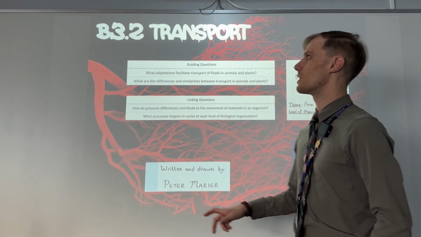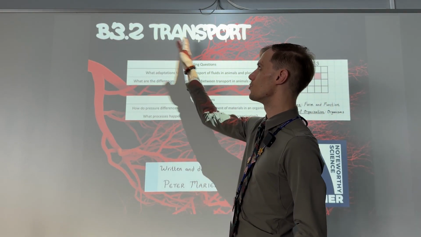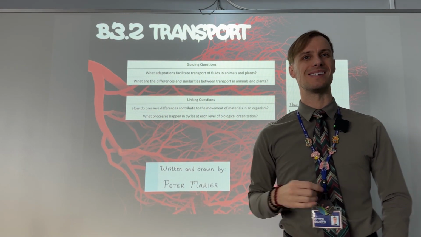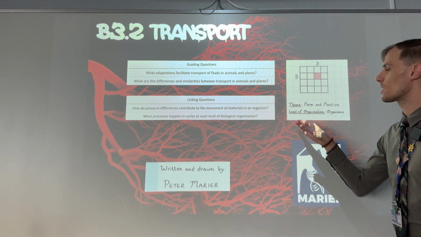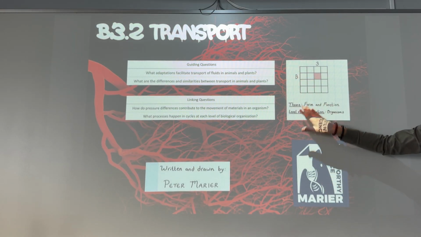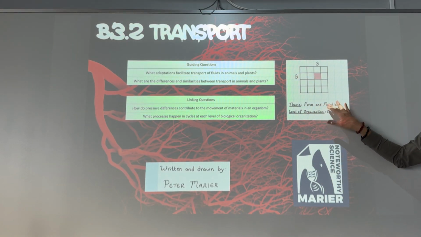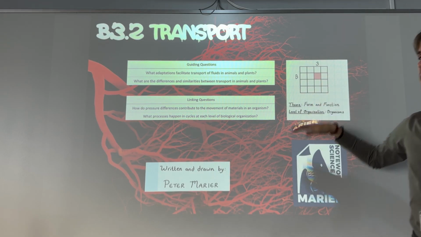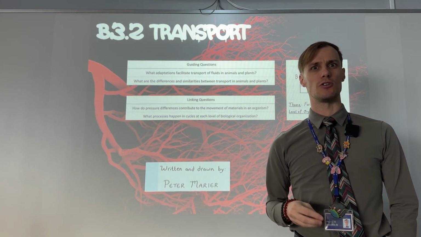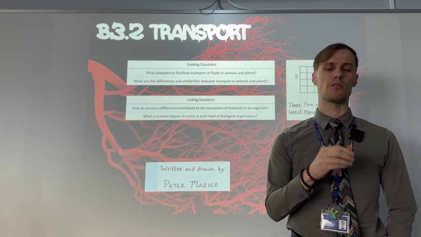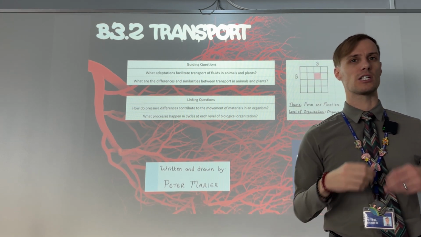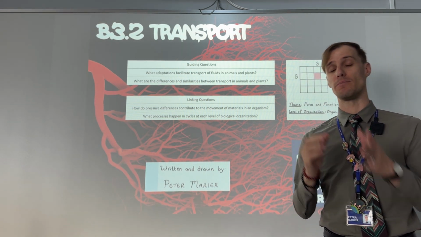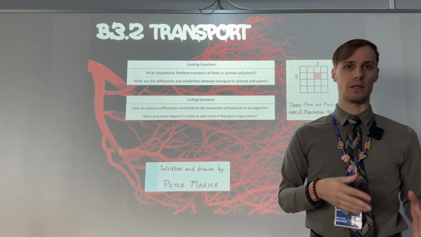Today we're going to be doing subtopic B3.2 Transport, and I'll be teaching the standard level content. In the curriculum matrix, this falls under B, theme, form and function, and level of organization 3, organisms. Now the guiding questions for B3.2 are somewhat similar to those of B3.1 in that we are exploring a concept at both the animal and the plant level.